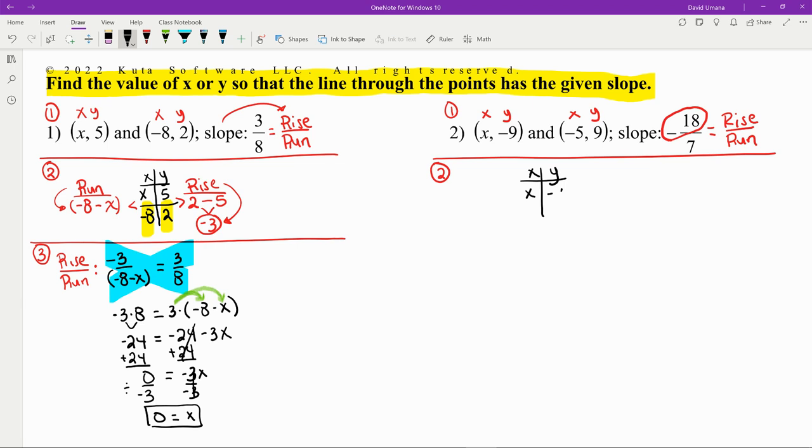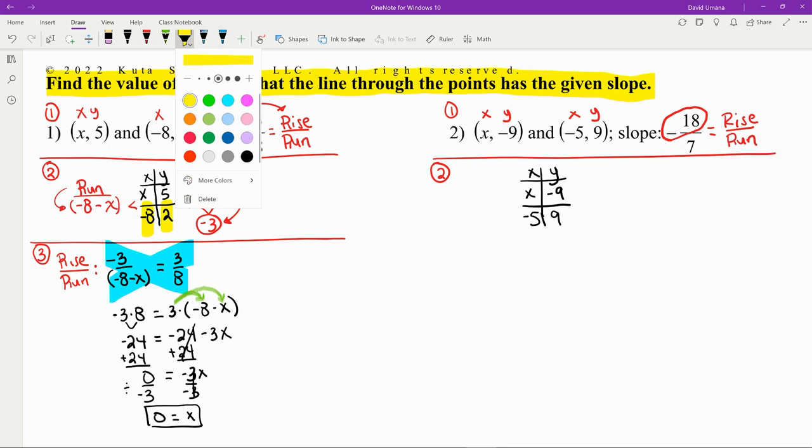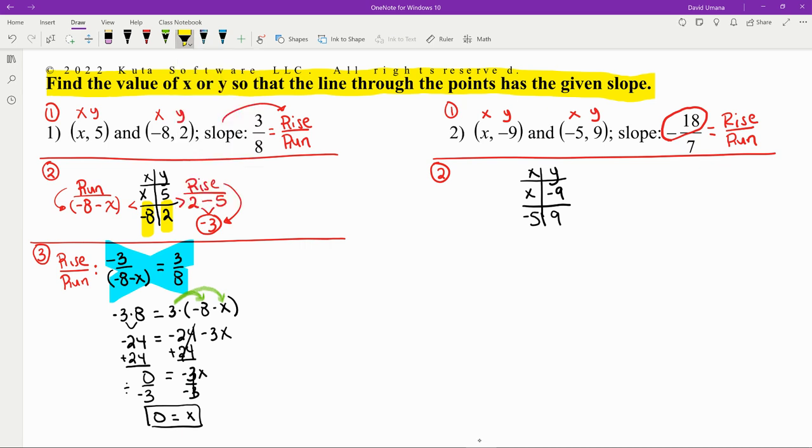I have x, negative 9, and I have negative 5, positive 9. I'm going to concentrate on the bottom numbers. So that means this and this. And so with that being said, I will start with the bottom number, subtract the top number. Here's the run. With the bottom number, subtract the top number.